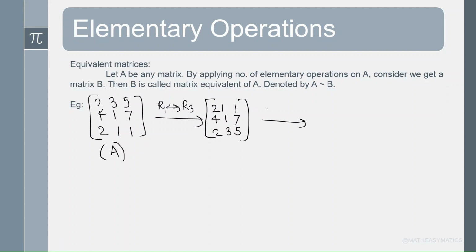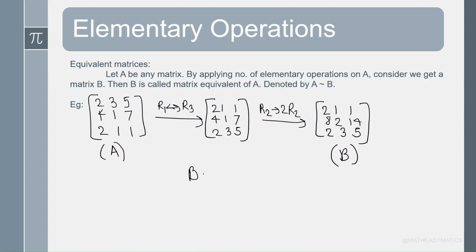Another, let's take R2 replaced by 2R2. Here we get 2, 1, 1. Multiply this row by 2: 8, 2, 14. Here we get 2, 3, 5. Let's say it is B. So here we get B is equivalent to A, or A equivalent to B, from the above definition, as we have performed elementary operations on A and got B.